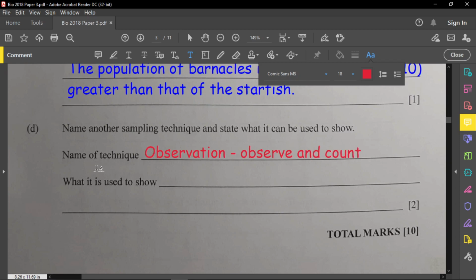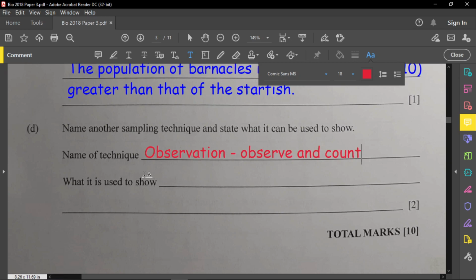Again, the way it's used, or what it is used to show, you can state right here. How you do it is just to count the number of organisms, or you just observe, and you can observe for more than one thing. You can observe behavior, the amount, make recordings, or analyze the behavior pattern and the eating pattern. So there are a number of things you can show by observation.